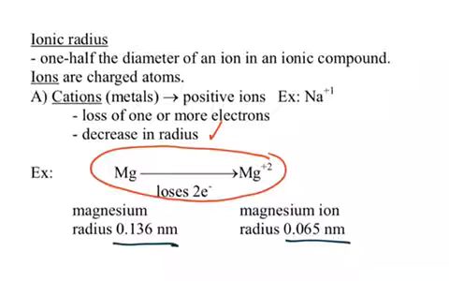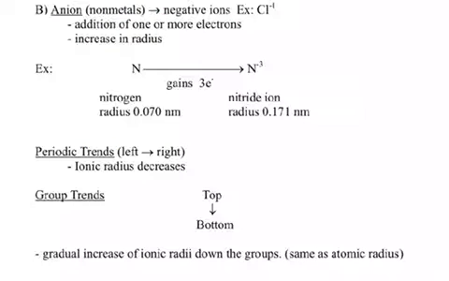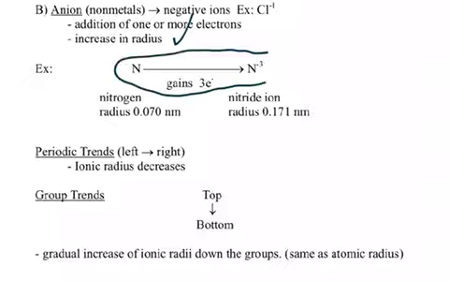Okay? So what happens if the atom is gaining electrons? Well, the opposite is going to be true. When an atom gains electrons, it will become negatively charged. It will be known as an anion, and there will be an increase in the radius. I'm going to show you this also using another example.